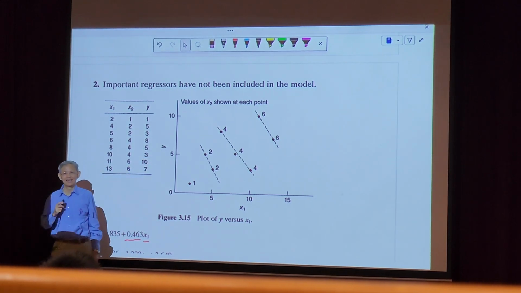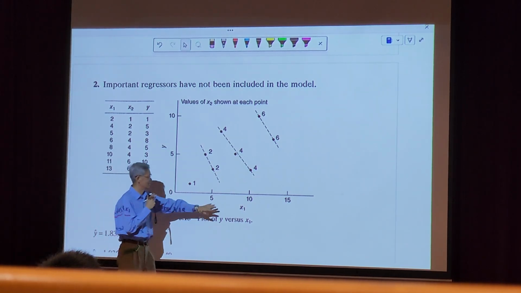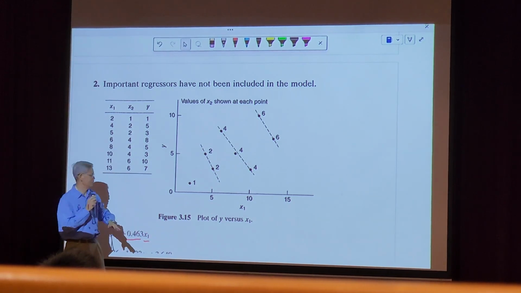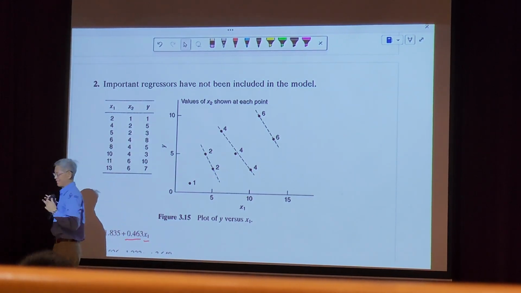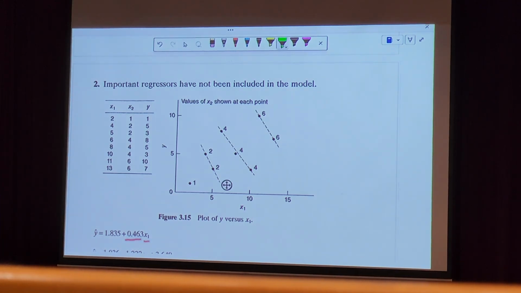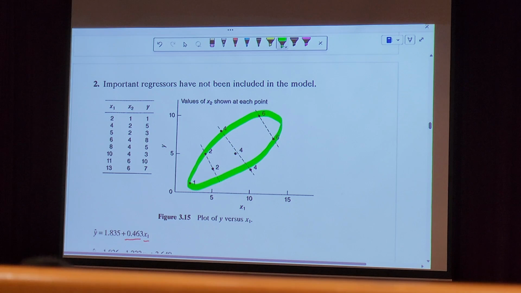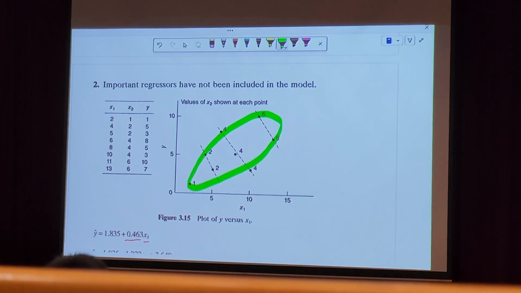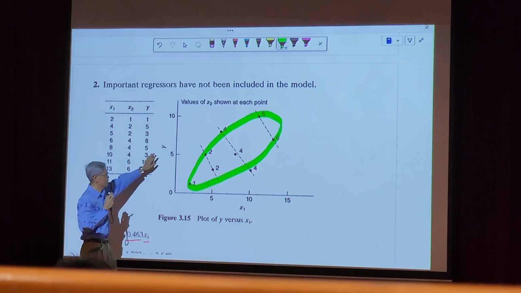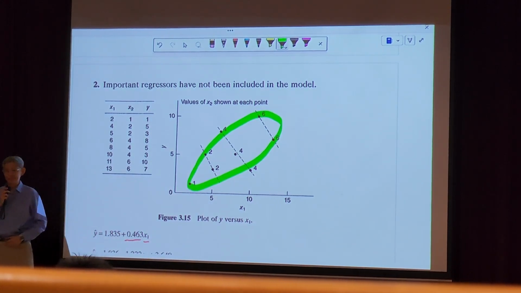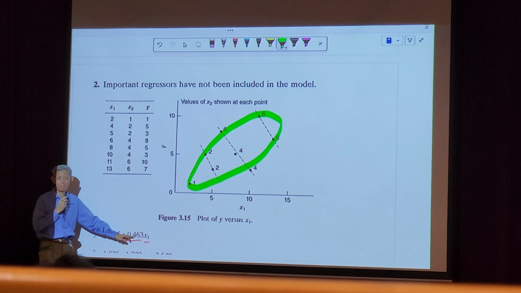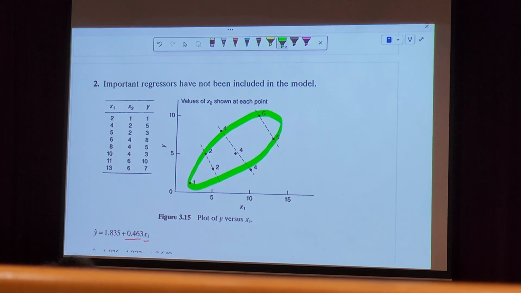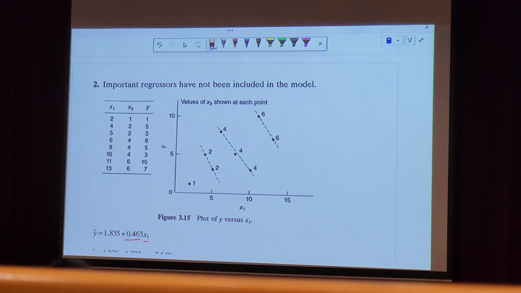So y here is the response, x1 here. Ignore x2, there's no x2. In the first model, we don't consider x2. We look at just the points here. So what do you see? If you can't see it, let me just draw the outline of the distribution of the points. Can you see that there is a positive relationship between y and x1? Yes, there is. That's why when you do a regression of y on x1, you are going to get a positive slope. Okay? But this is because you ignore an important regressor variable called x2.